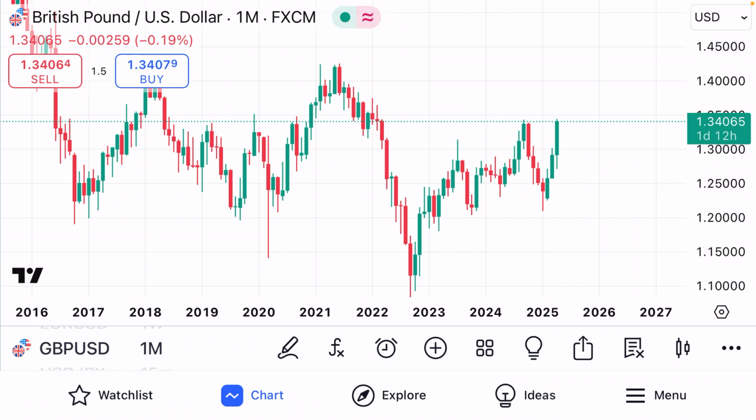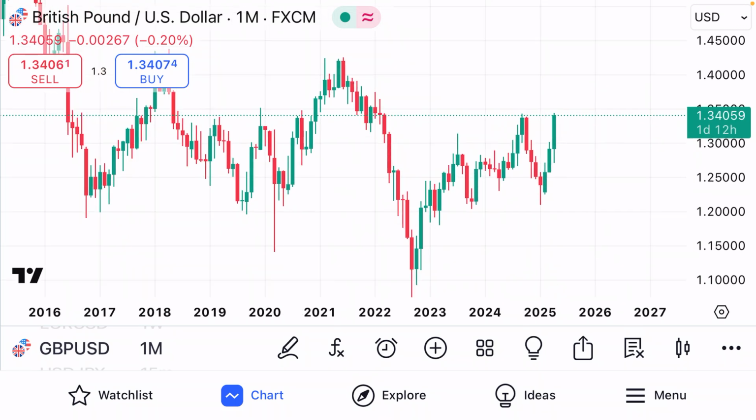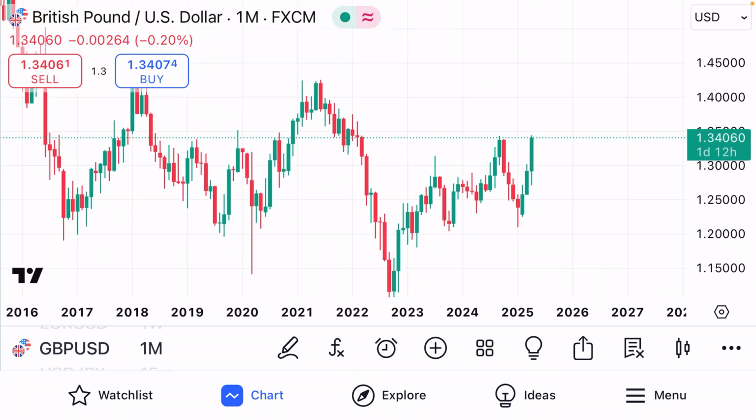This is GBP USD. I'm doing this on behalf of a follower that asked how to analyze GBP USD. So now we start from the monthly time frame.